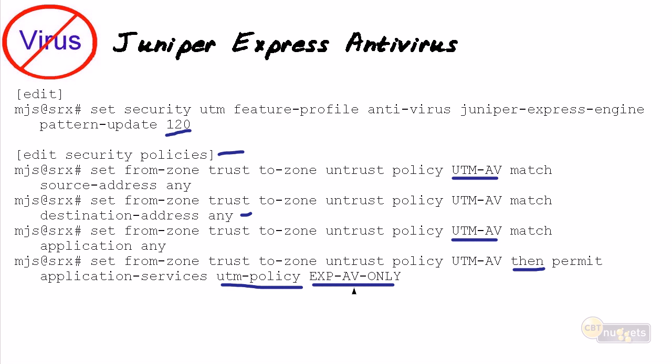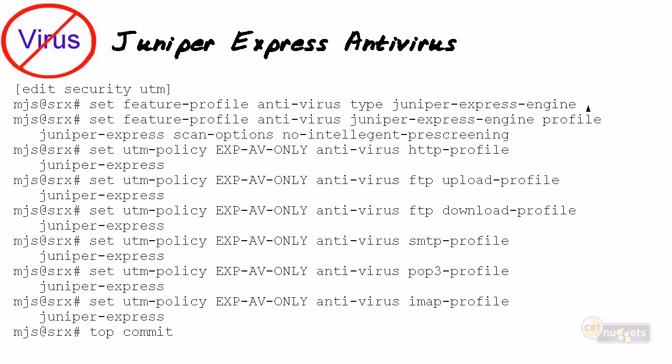Now we need to configure our profile and our settings for that. So let's take a look at the next phase. Notice that right now we're in the Edit Security UTM context, and we've gone up and we've actually got our feature license and we paid for it and purchased it and uploaded it into our SRX, and now we can set the feature profile of antivirus and of type Juniper Express Engine, again, as opposed to Sophos or Kaspersky. Then we'll do the same command for the Juniper Express Engine, and we'll say the profile is going to be the Juniper Express profile, and then we're going to do a scan option here.